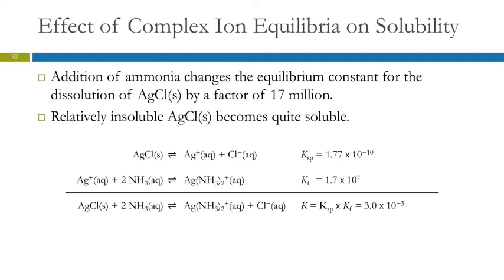Do you know why people use ammonia for cleaning? It stinks really bad. It increases the solubility of ions by complexing them. And when things are soluble, you can wipe them away. So you add the ammonia, and this relatively insoluble silver chloride actually becomes quite soluble. Now we've got an equilibrium constant of 3 times 10 to the minus third, which is still small, but it's significant.